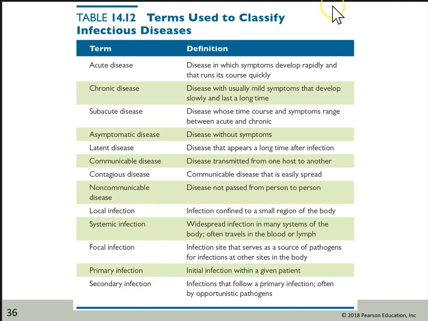This is a good table for you to study for the exam. We'll be discussing several different vocabulary words. As I said before, a great way to learn the vocabulary words is using flashcards. So for example, you might want to write focal infection on one side of your flashcard, and on the other side, write infection sites that serve as a source of pathogens for infections at other sites of the body.